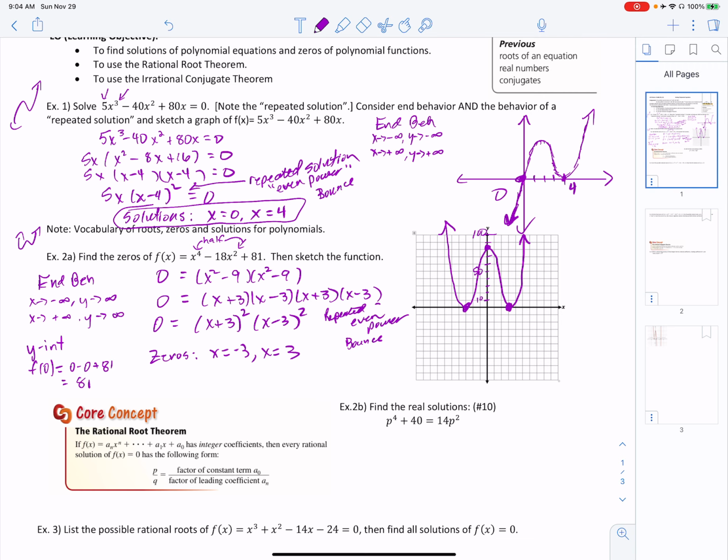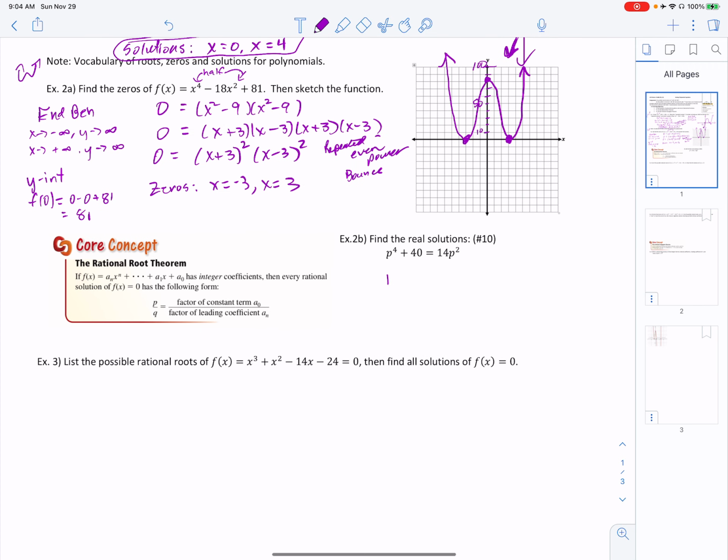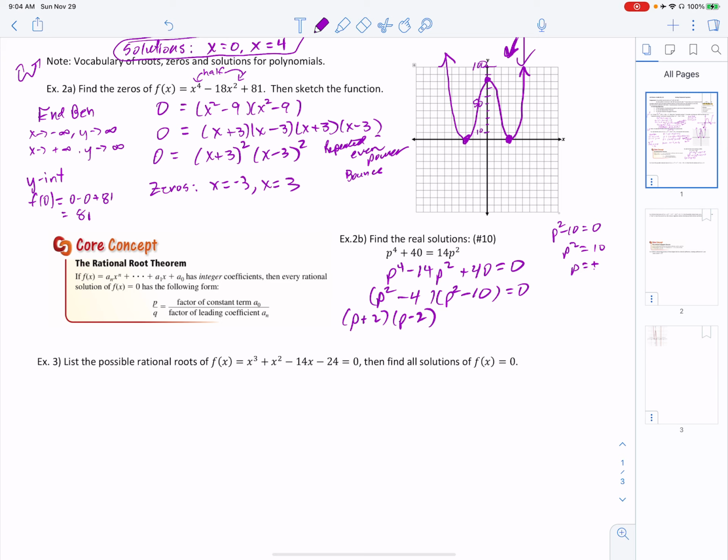So let's look at this next one, find the real solutions. So set it equal to 0, and factor, use the quadratic formula if necessary. This is quadratic in nature, so we have p squared and p squared. So we get 4 and 10. And so this is p plus 2, p minus 2. And since they want real solutions, we can set this p squared minus 10 equal to 0. We get p squared is equal to 10, or p is plus or minus root 10.